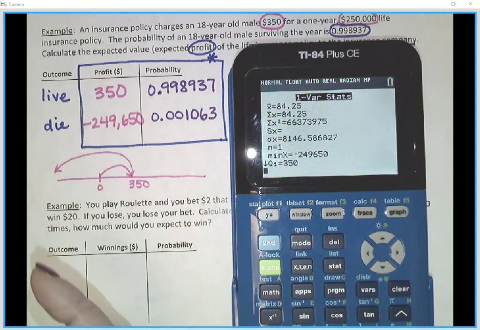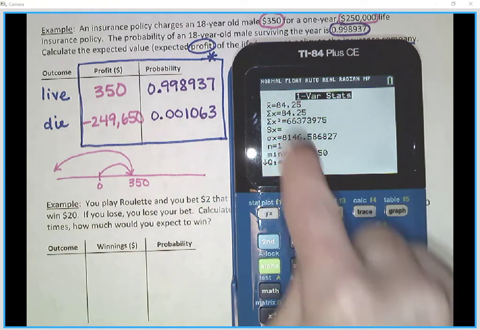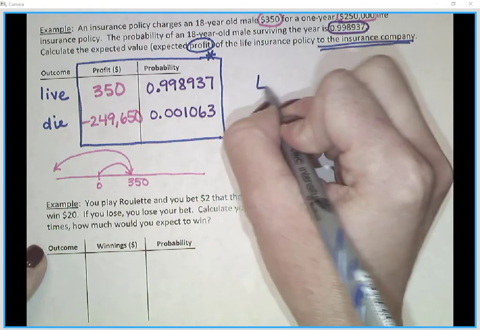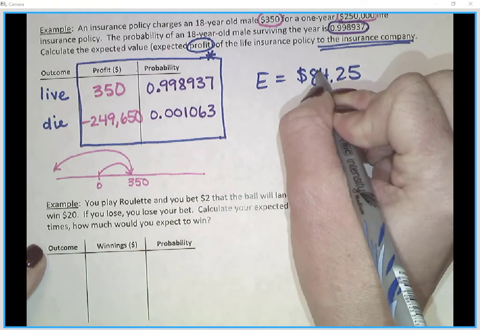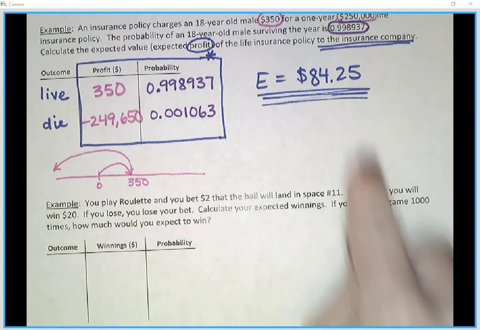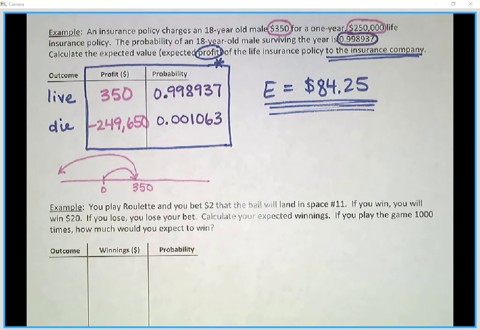These tables aren't going to be very long, so if you want to just multiply and then add, you can do that, or you can do it this way. The point is, it's $84.25. And so what that means is if they sold a whole bunch of these policies to a bunch of 18-year-old males, they would expect in the long run to make $84.25 profit off of each one of those policies.